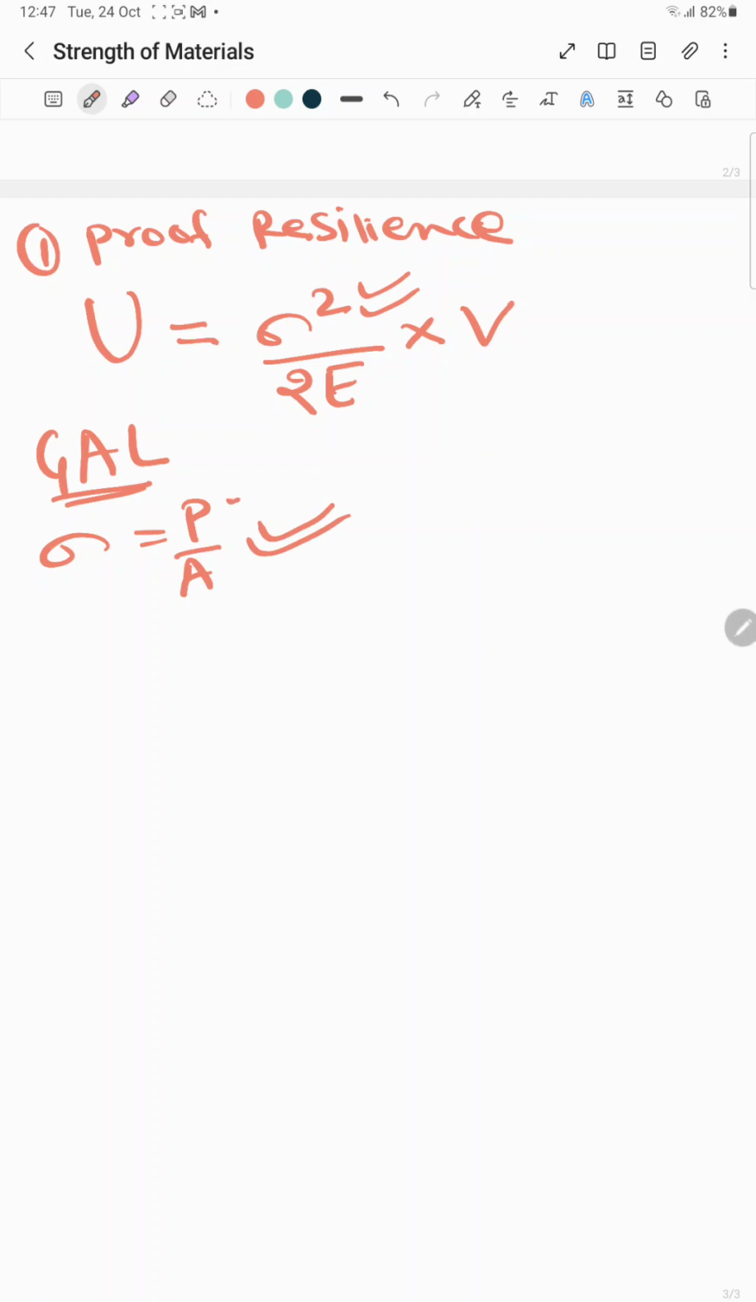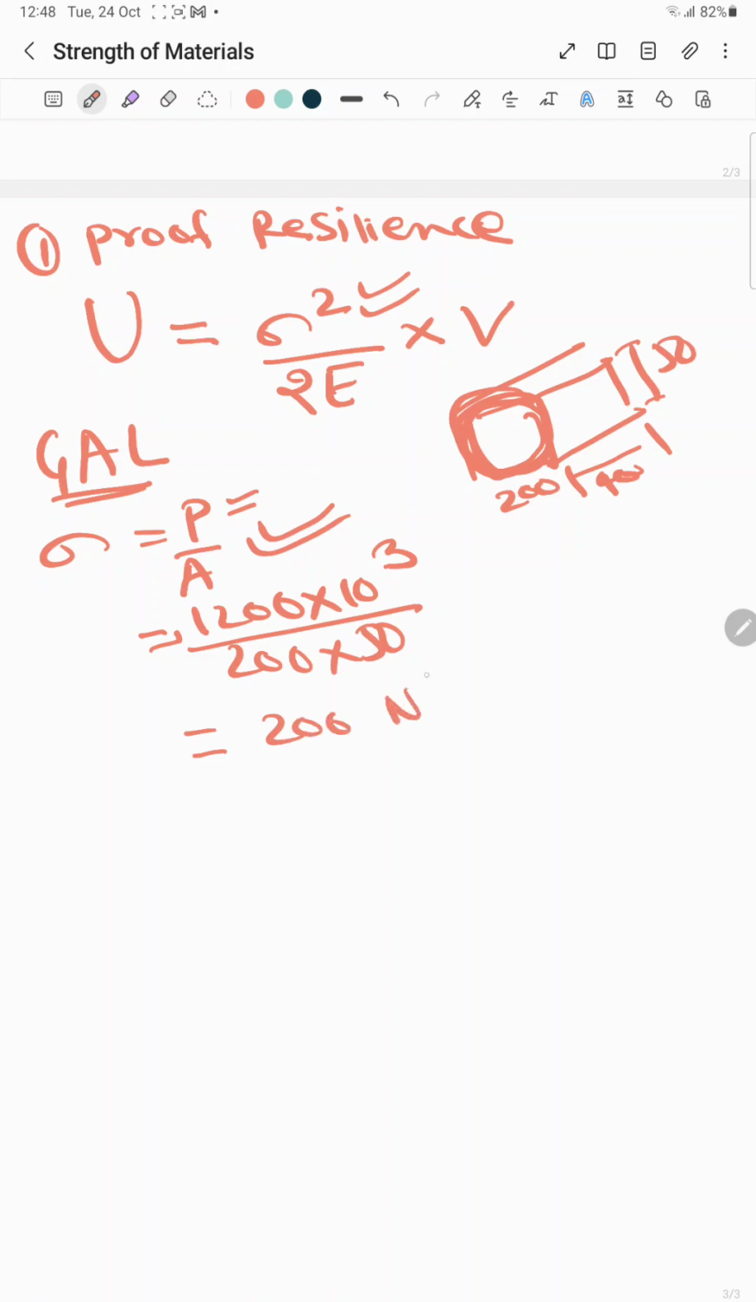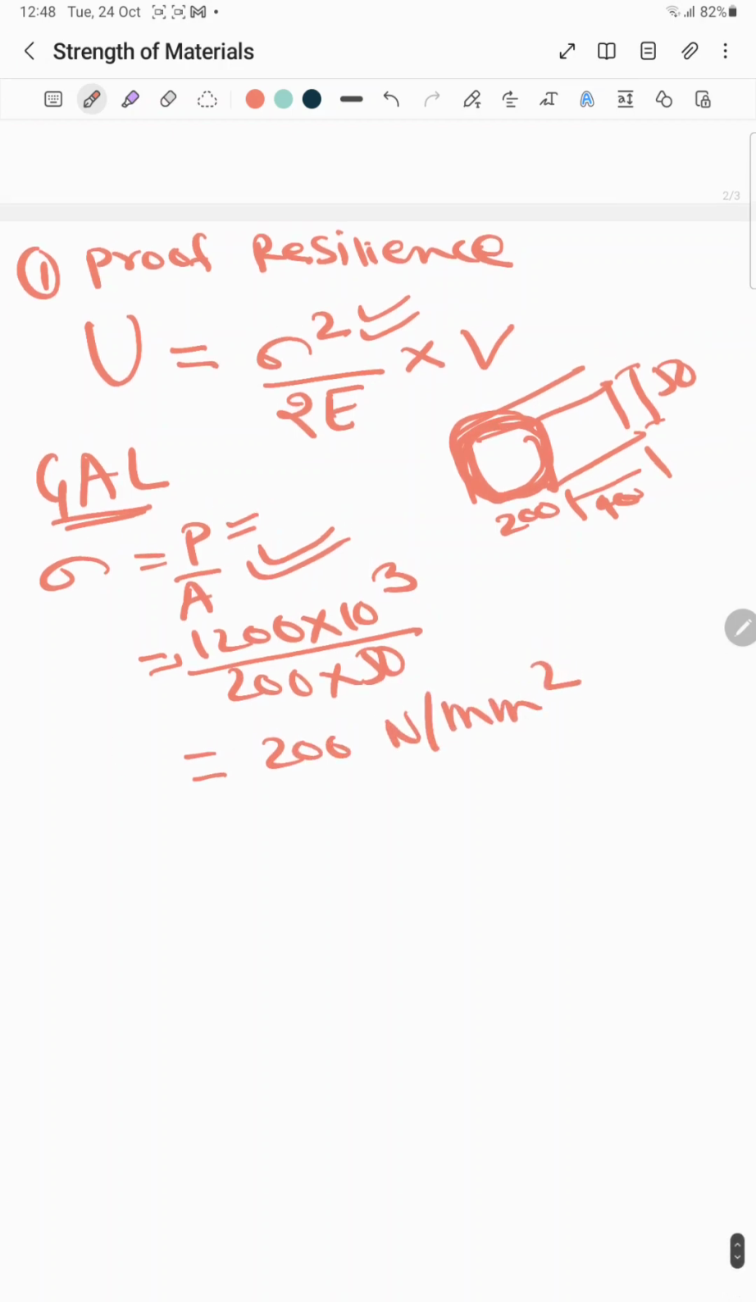P is given in the question, that is 1200 into 10 to the power 3, upon A. Everything was given in the question: the width is 200, the length is 400 and the thickness is 50. So the cross sectional area of this plate is 200 into 50. Now we got the value for the stress, that is 200 Newton per millimeter square.